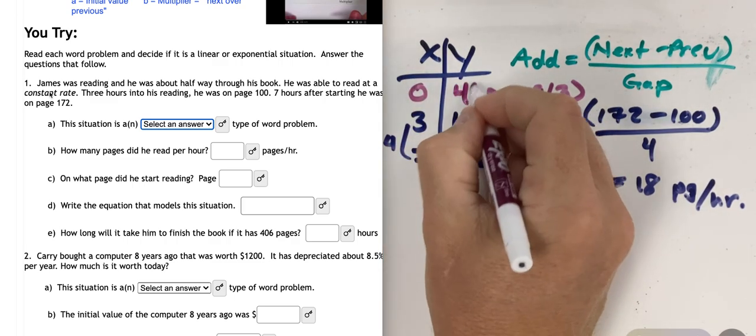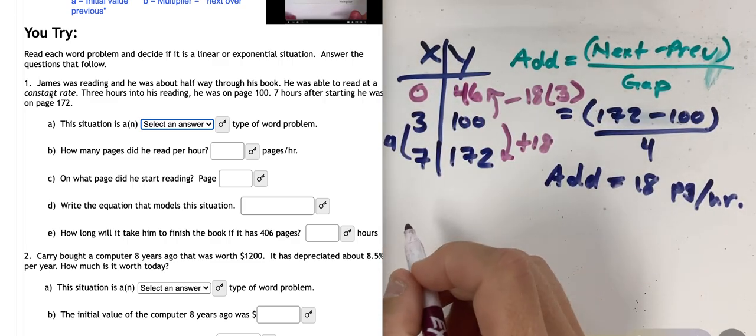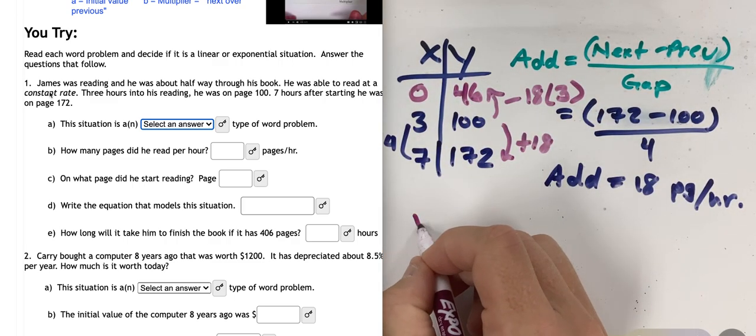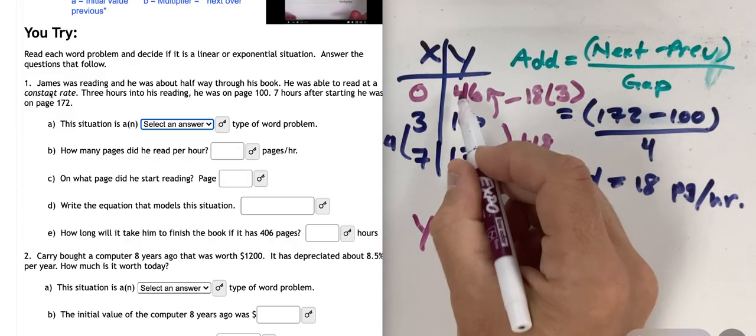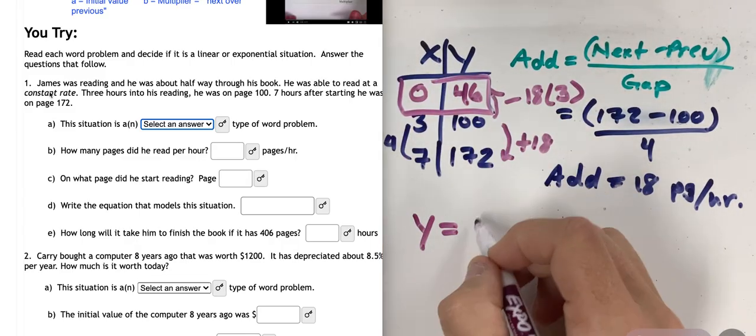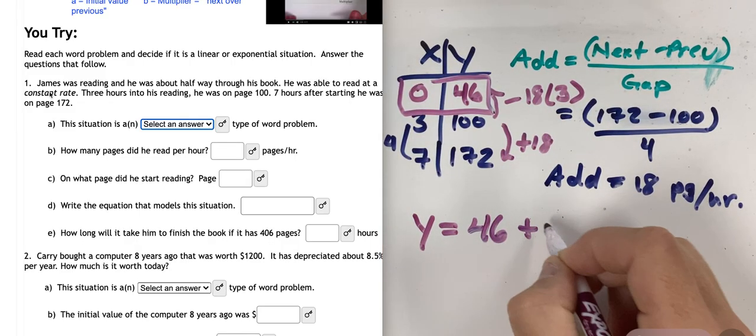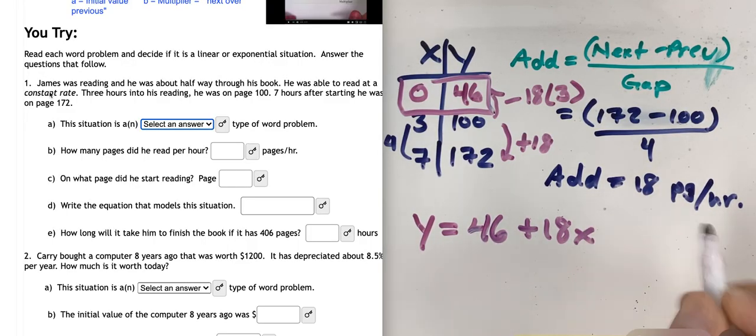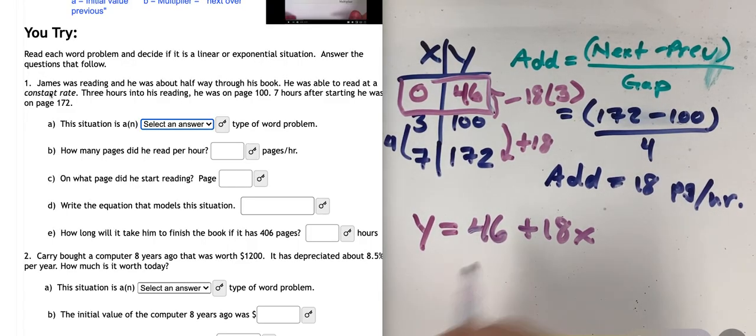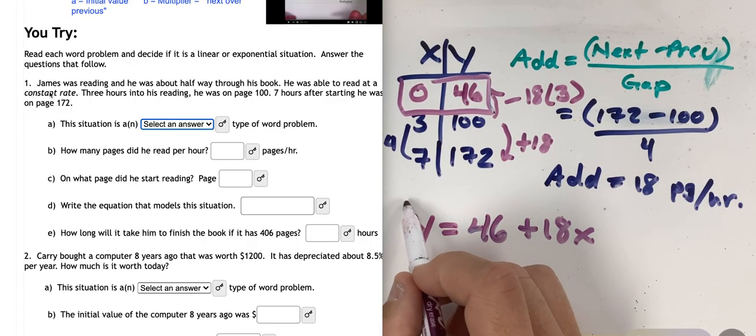And then lastly, you want to write the equation. What did it start at and what are you doing to it? Well, it's y equals, it starts on page 46, and then it adds 18 pages per hour. And it's always times n, or times x when we're doing a linear type relationship.